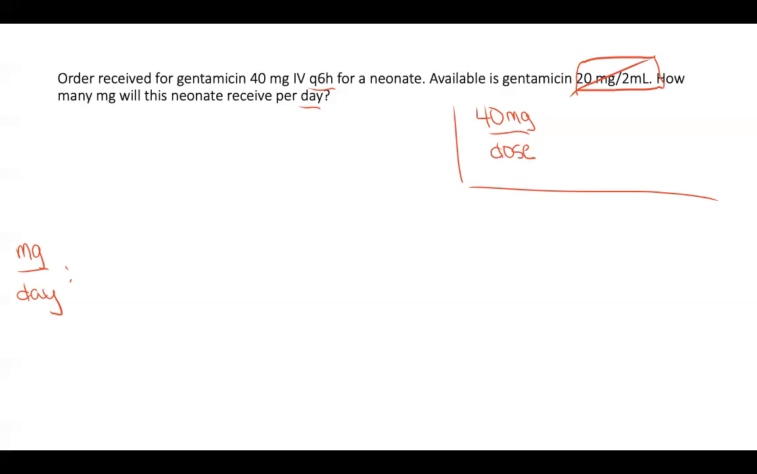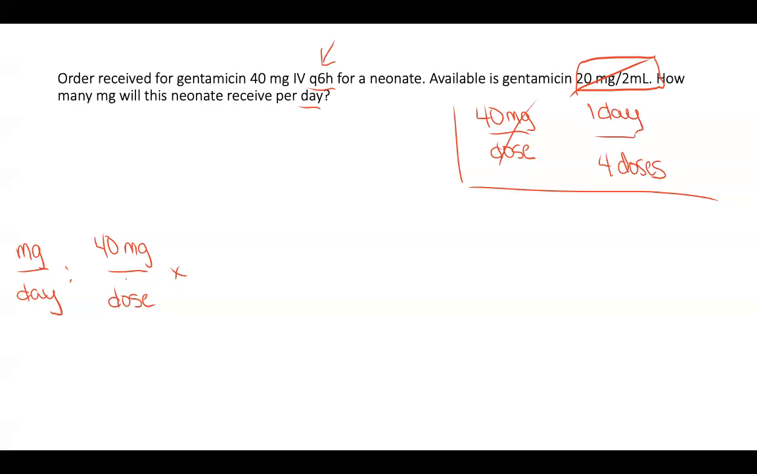All right, so let's plug in, starting with milligrams. We only have one thing in our box, so it can't be that difficult, right? So 40 milligrams per dose is in our box. We've used everything in our box. We can't cancel anything out because we only have one fraction in our problem. But we know we need to convert the dose to day, right? Because right now we have milligrams per dose. We need milligrams per day. So again, we're going to use one of those conversions. Q6 hours means that in 1 day, you're giving 4 doses.